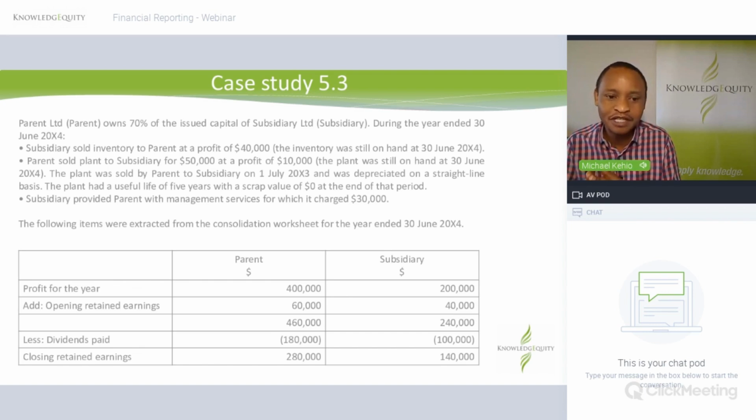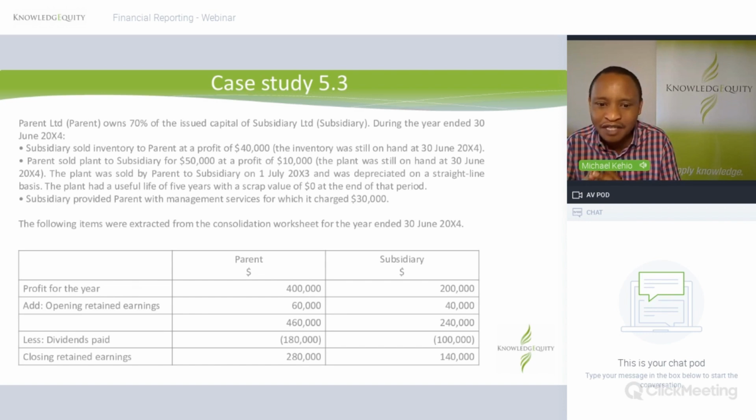Second point, parent sold plant to subsidiary for $50,000 at a profit of $10,000. The plant was still on hand at 30th June 20x4. What does that tell you again? Unrealized profit. There is some unrealized profit there because that plant is still within the group. All right. The plant was sold by parent to subsidiary on 1st July, so at the beginning of the year, and was depreciated on a straight line basis. The plant had a useful life of 5 years with a scrap value of nil at the end of that period. Subsidiary provided parent with management services, which it charged $30,000.